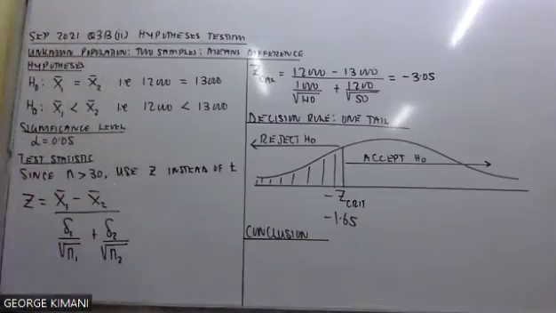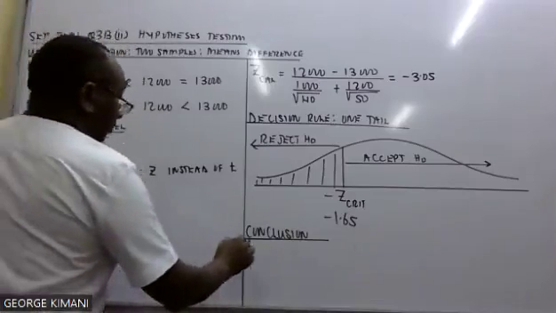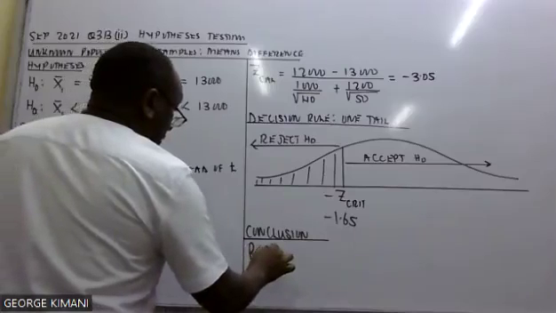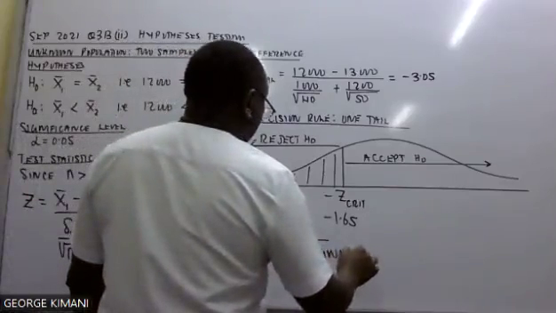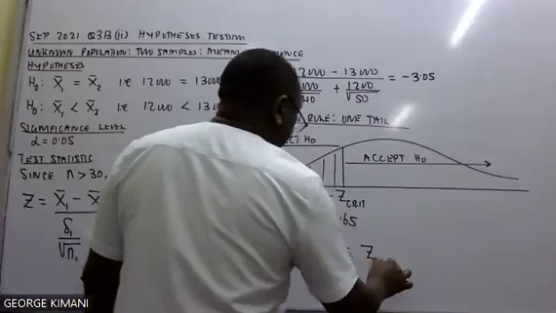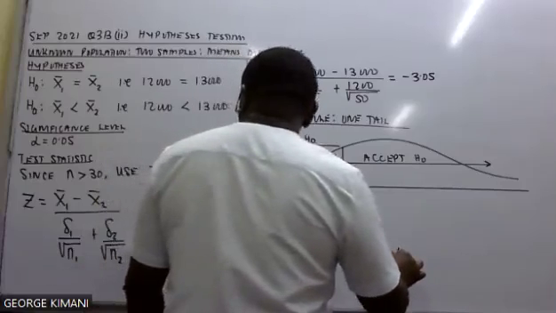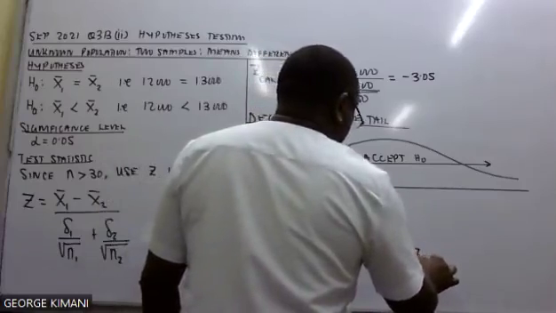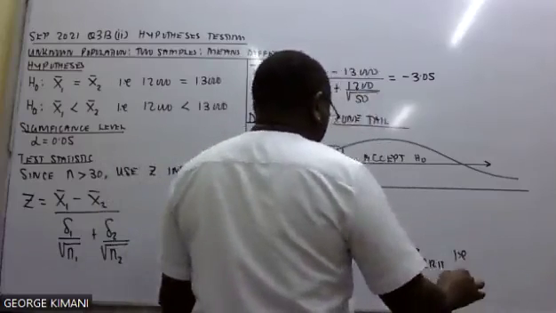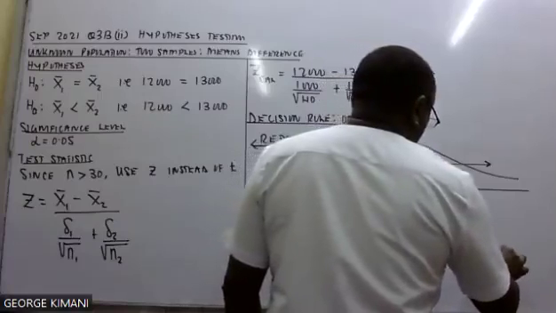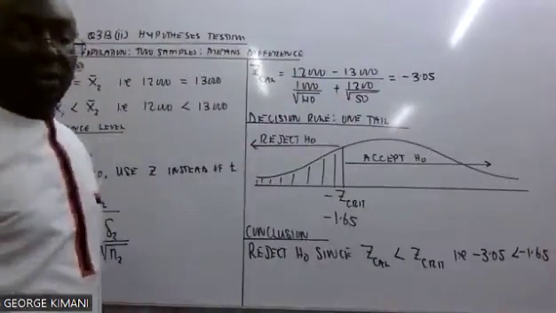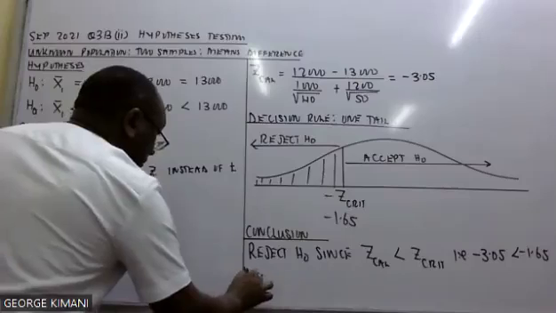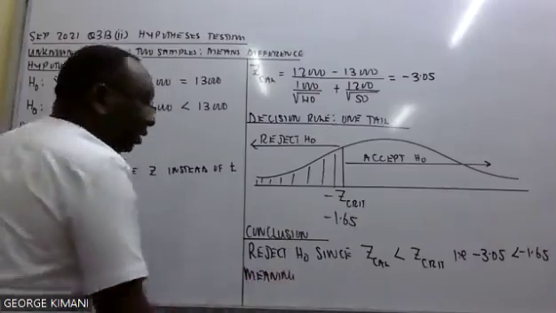So what do we say in regard to the conclusion? We reject null since Z calculated is less than Z critical, that is, minus 3.05 is less than minus 1.65. What does that mean?